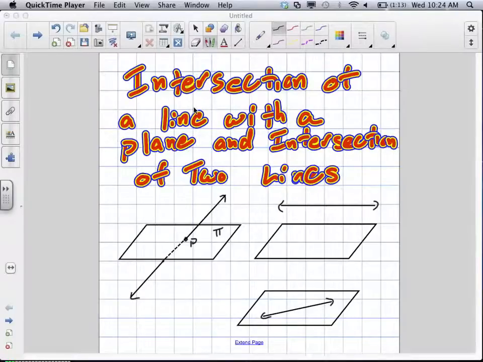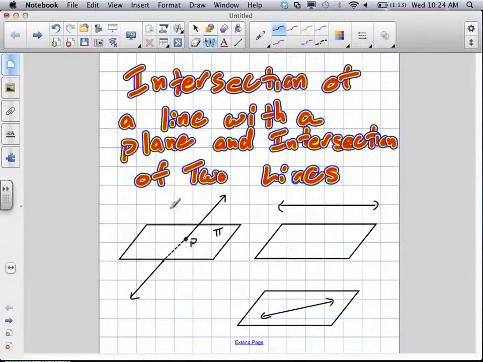So we're going to go over an intersection of a line with a plane, and that's what these examples below are talking about. And then after in this lesson, we're going to go over the intersection of two lines. So I didn't technically need that title for this. We're just going to focus on this video. We're going to focus on a line in a plane.